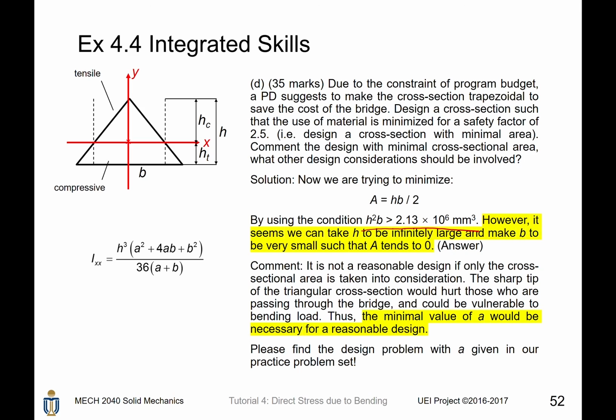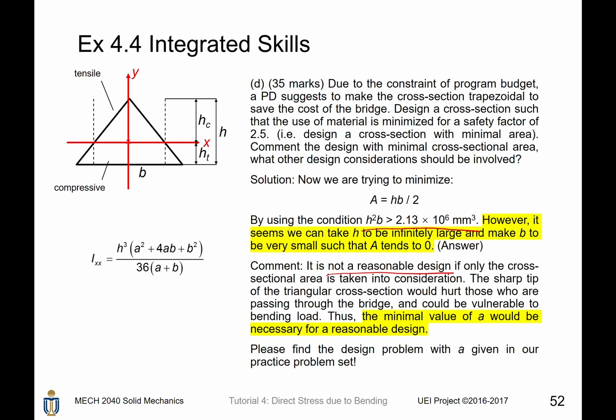However, it seems that we can make h infinitely large and make b tend to 0, such that the area of the cross-section tends to 0. So it is just pure mathematics, where we try to analyze how to minimize the area using a given condition. We know h can be very large while b can be very small. So if we make h very large, then the area will tend to 0. It will be very, very small, but it is not a reasonable design.